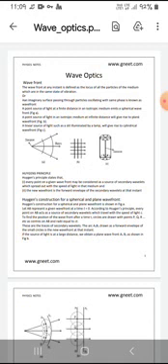A point source of light in an isotropic medium emits a spherical wave. See here in the figure, you can see the source ray that makes a spherical wave. And a point source of light in an isotropic medium at infinite distance will give rise to a plane wavefront.